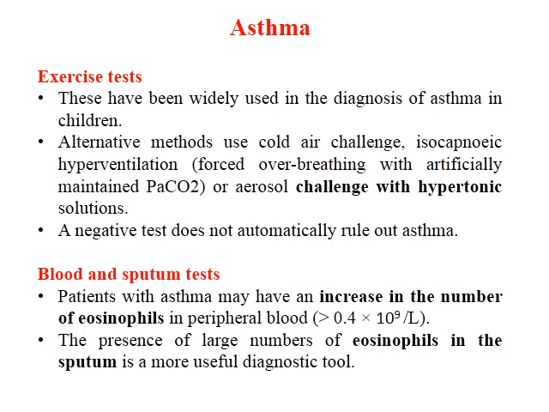Another test is the exercise test, mainly used to diagnose asthma in children, which is also a challenge with hypertonic solution. Even so, a negative test does not automatically rule out asthma. Another type of test is the blood and sputum tests, in which we can investigate the number of eosinophils, which is increased in most types of asthma. The presence of a large number of eosinophils in the sputum is a more useful diagnostic tool.